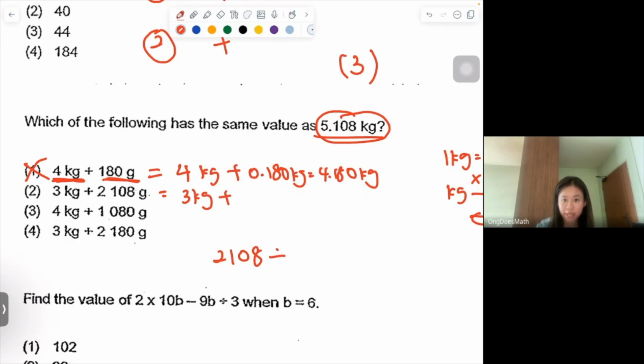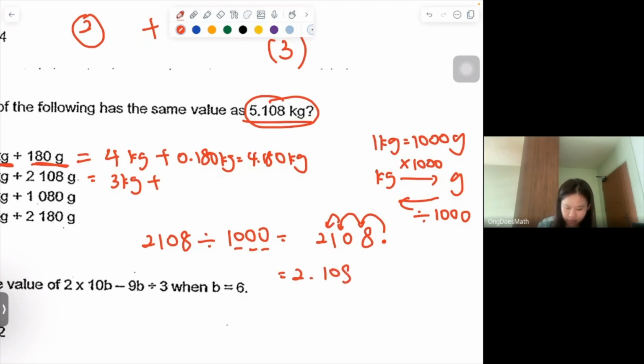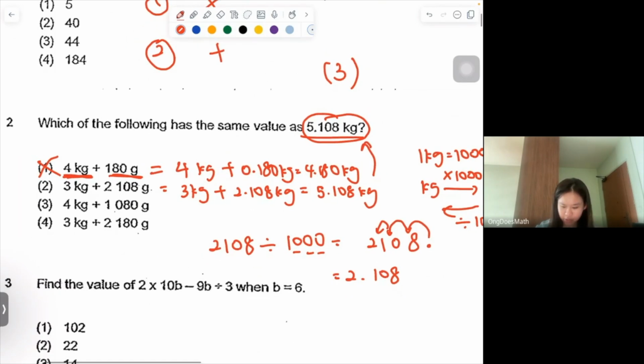So to convert it to kg, divide it by 1000. So we just have to move the decimal point back by 3 times as there are 3 zeros. So decimal point starts from here, move it back 3 times. So you'll get 2.108. So 2108 gram is equivalent to 2.108 kg. And when you add them up, you'll get 5.108 kg. Is this what you want? Yep, this is actually what you want. So answer is actually option 2.